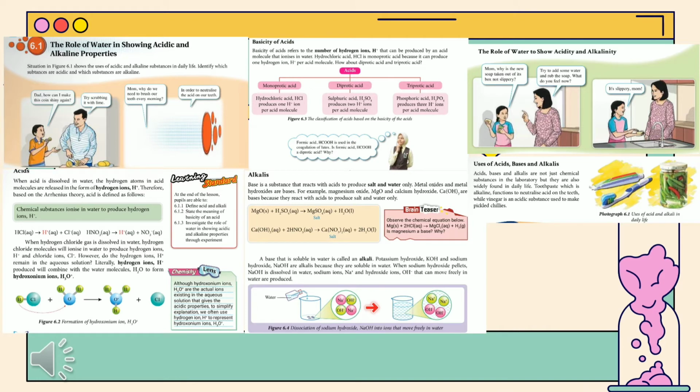Subtopic 6.1 is about the role of water in showing acidic and alkaline properties. Students will learn about the definition of acids and alkalis. An acid is a chemical substance that ionizes in water and produces hydrogen ions, H+, while a base or alkali is a chemical substance that ionizes in water to produce hydroxide ions, OH-.